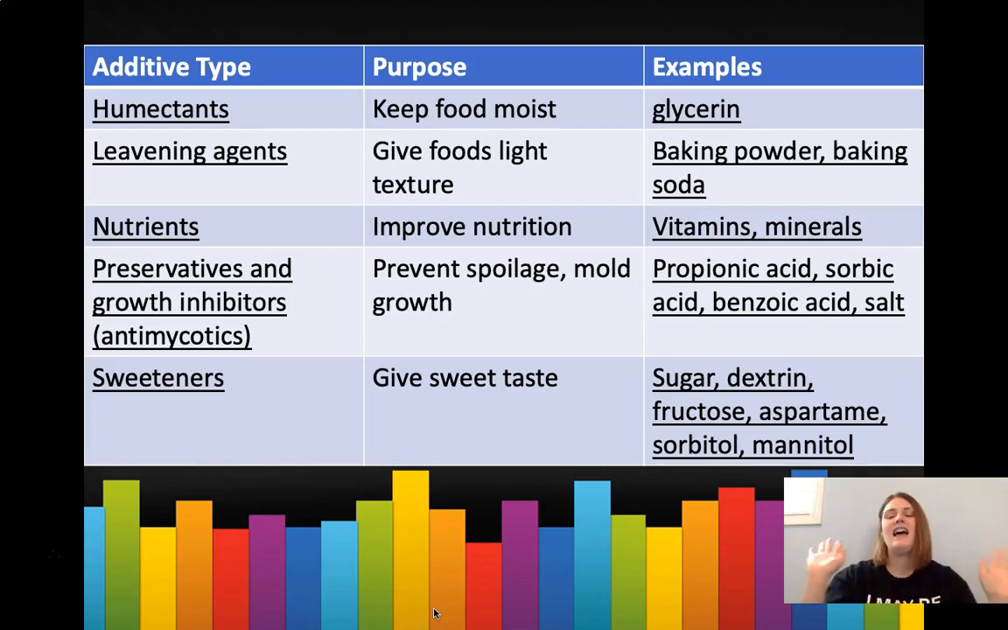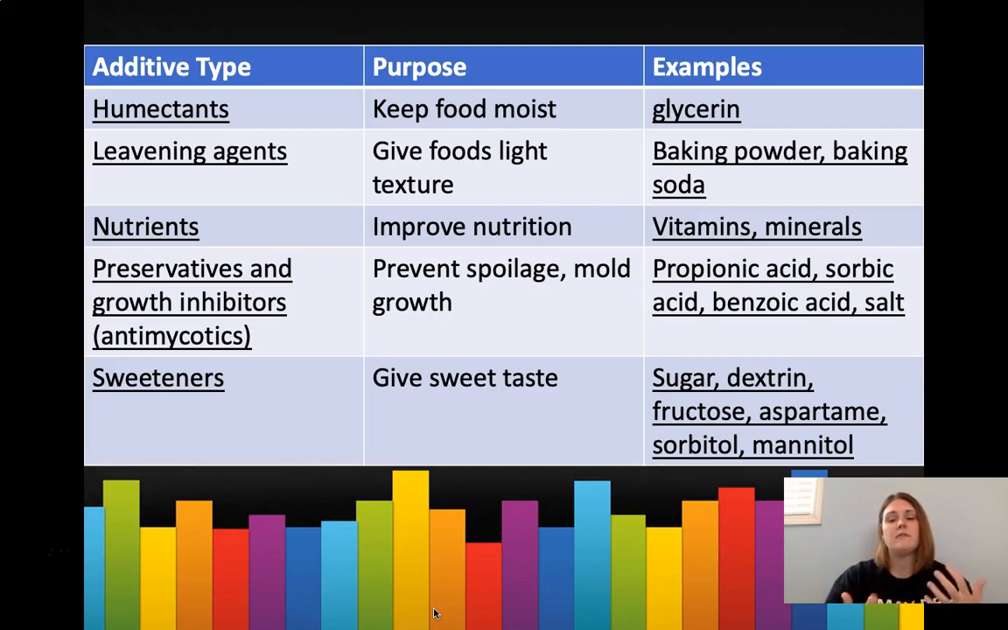Leavening agents give foods a light texture, and so if you bake, you're going to use leavening agents in things like breads, pancakes, waffles, stuff like that. Cookies will have them, and it just makes your food light and fluffy. Baking powder and baking soda are two examples of those.